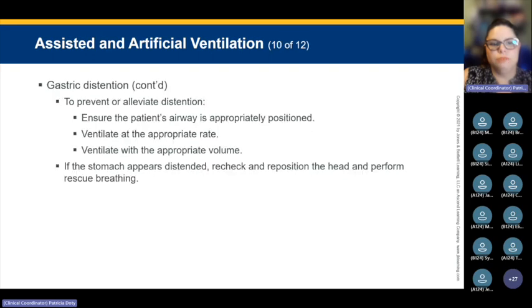Did I go too far? I did. Sorry. To prevent or alleviate distension, ensure the patient's airway is appropriately positioned, ventilate at the appropriate rate, ventilate at the appropriate volume, and if the stomach appears distended, recheck and reposition the head to perform rescue breathing. So once again, I'm going right back to that whole thing of, hey, if you're not holding the airway open correctly, you're going to cause even more gastric distension. Now, what happens if the patient vomits? Well, turn their entire body on the side, suction, wipe all that stuff out, and start back over again.